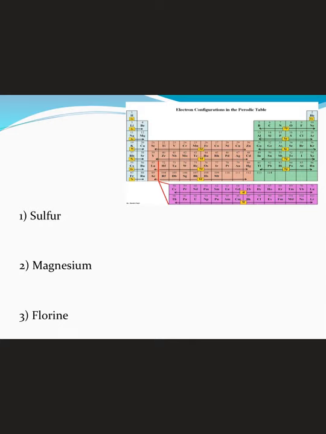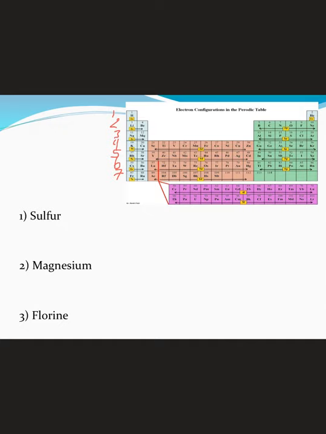And so here are some examples that we're going to go through. So remember that on the periodic table, let me get my marker here, the first energy level is 1, then 2, 3, 4, 5, 6, and 7. So those are the energy levels for each of the periods in the periodic table.